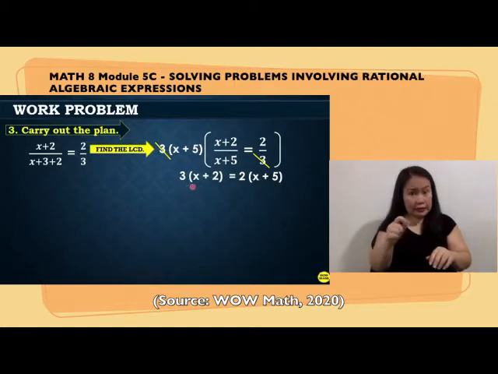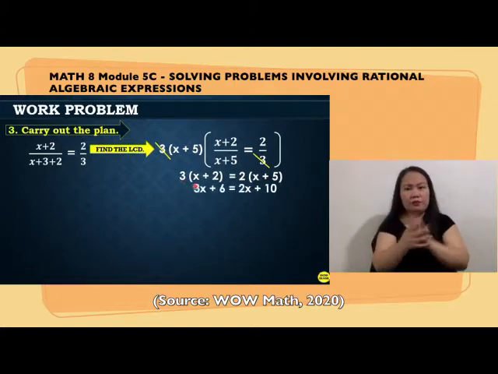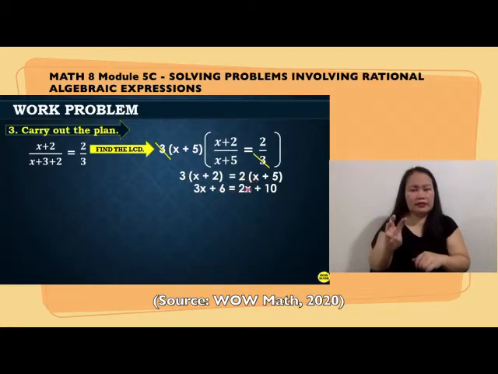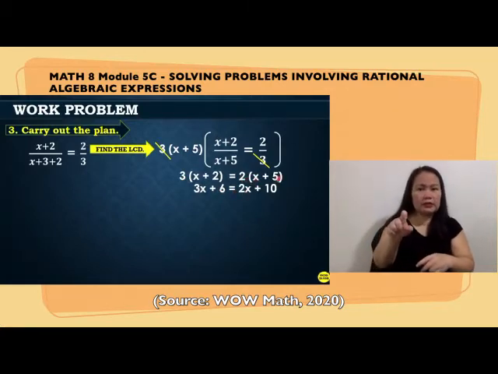Alright, so let us simplify. So, 3 times x, that is 3x. And then 3 times 2, that is 6, equals 2 times x, that is 2x. 2 times 5, that is 10.